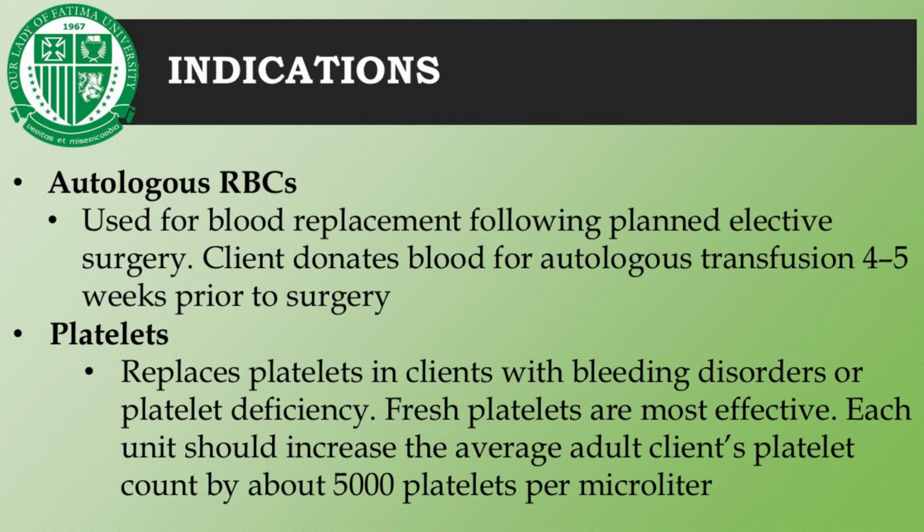Client donates blood for autologous transfusion 4 to 5 weeks prior to surgery, while the platelets is used to replace platelets in clients with bleeding disorders or platelet deficiency. Fresh platelets are most effective. Each unit should increase the average adult client's platelet count by about 5,000 platelets per microliter.